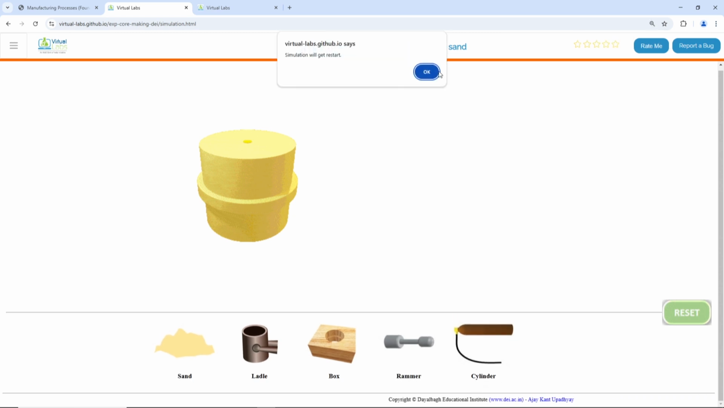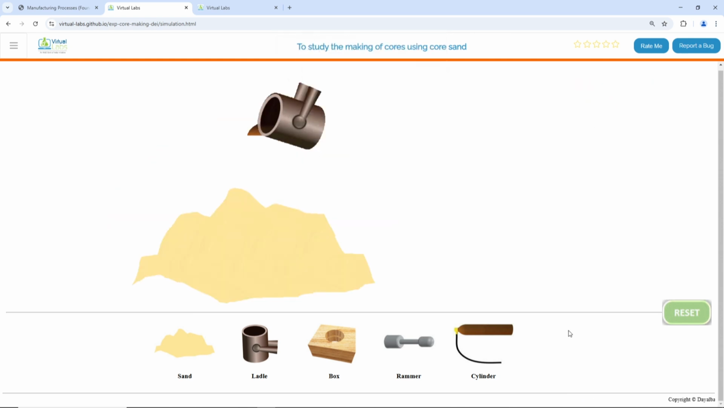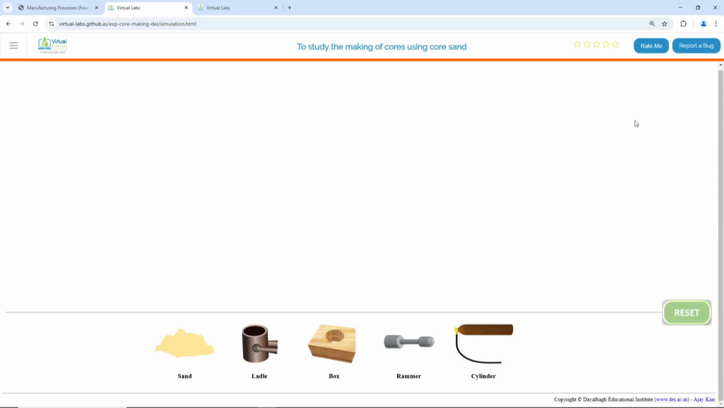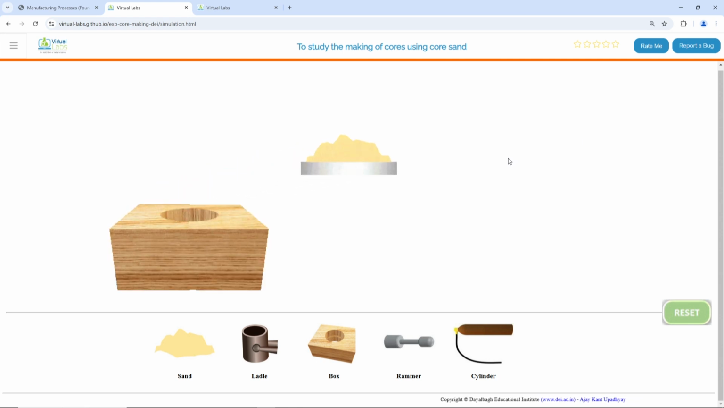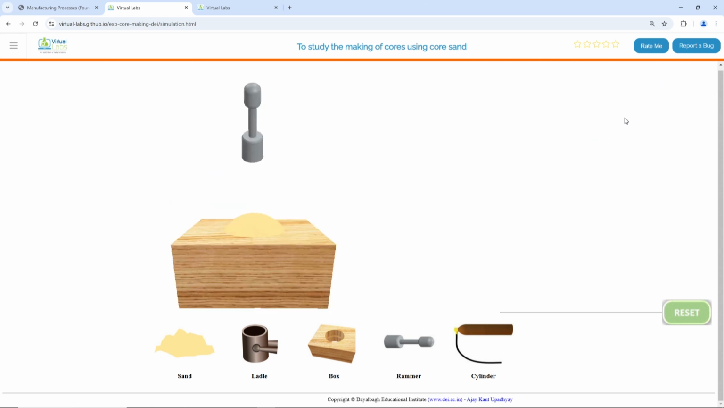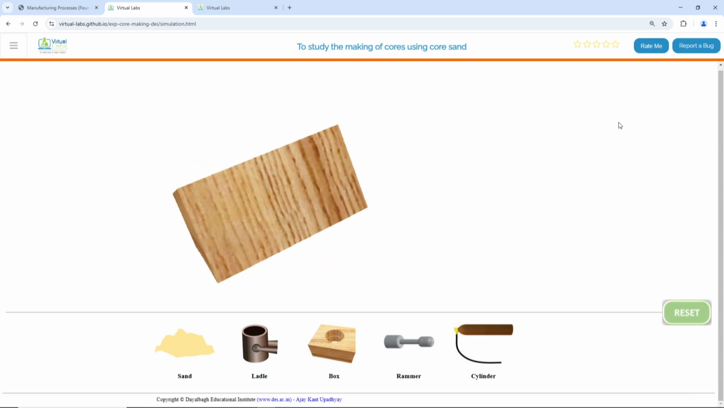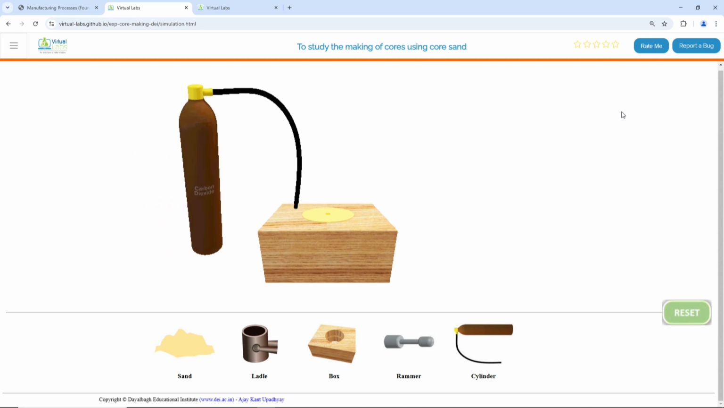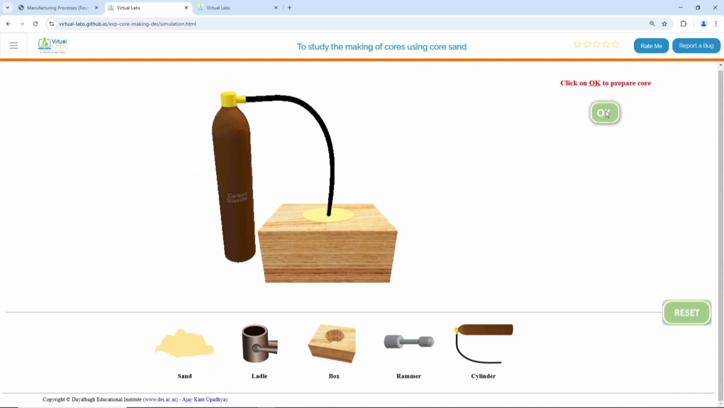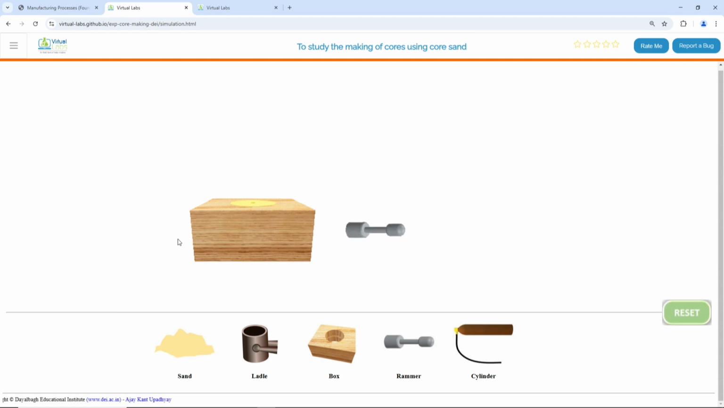I'll reset it and try to show you the step of the core removal once again. This sand is ready, the core box is there in which the sand is transferred. Then using a rammer, we get the sand rammed together. Then using a pin, we make a hole for carbon dioxide. Then we use the carbon dioxide cylinder to pump in the carbon dioxide so that the core is hardened. Then I say okay, this is ramming, where the core is removed.